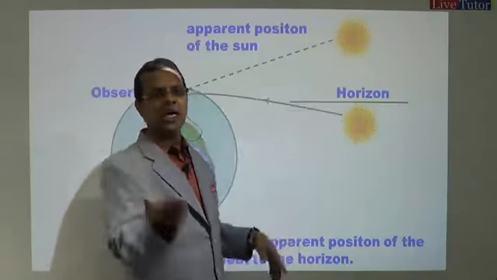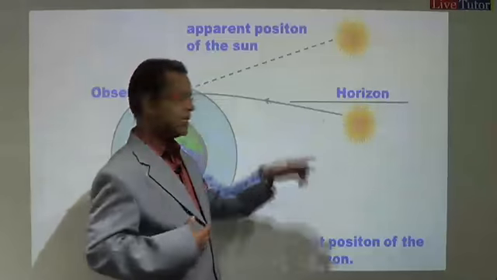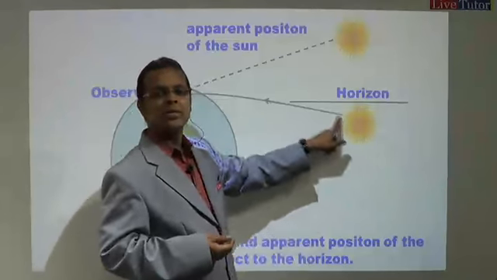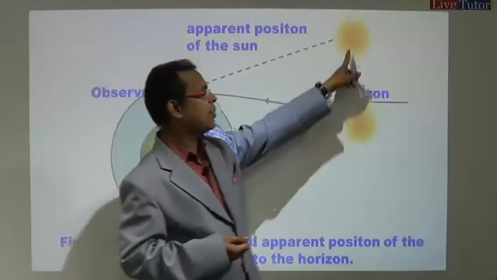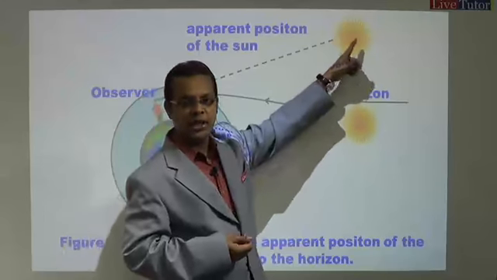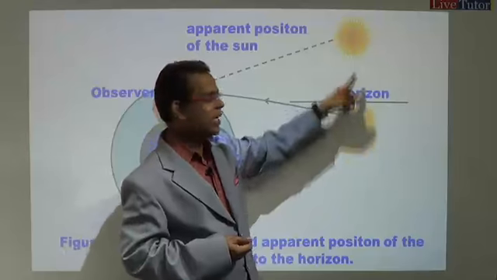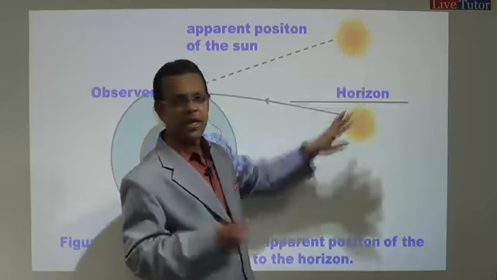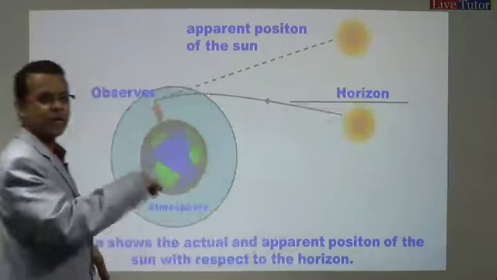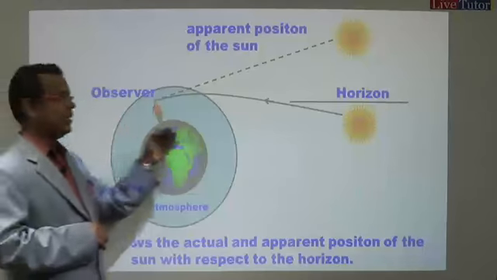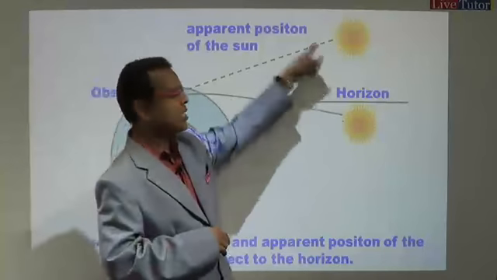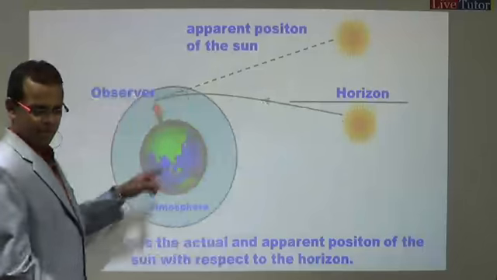It is similar to the stars, as we have discussed already. The star may be here actually, but because of atmospheric refraction, you see the star here. Similarly, the sun is actually here. This difference from here to here takes 2 minutes. That is why we are able to see the sunrise just 2 minutes before the actual sunrise. Do you get it?